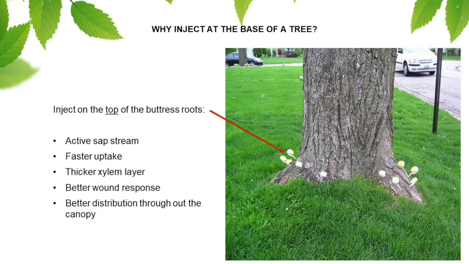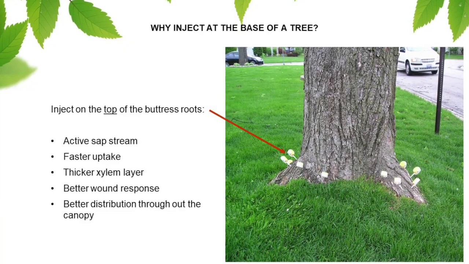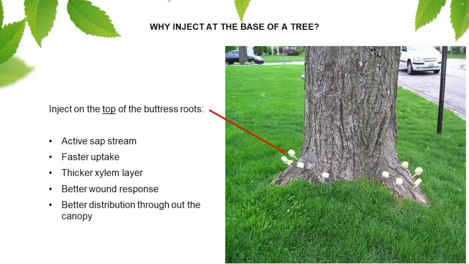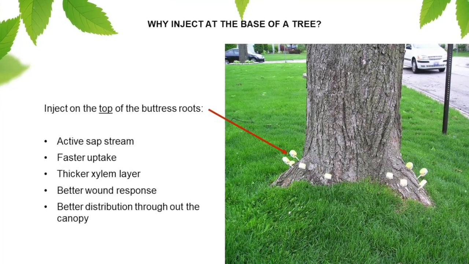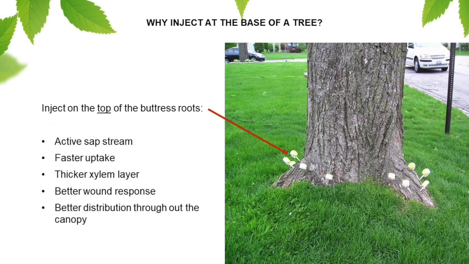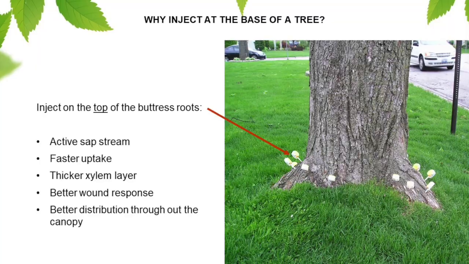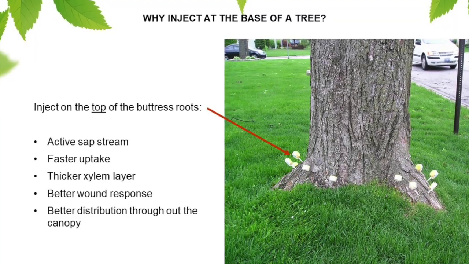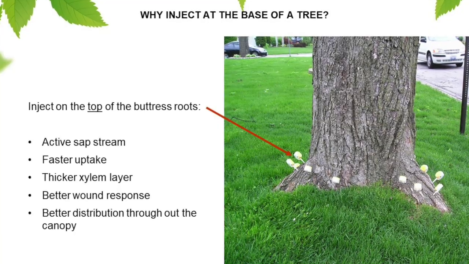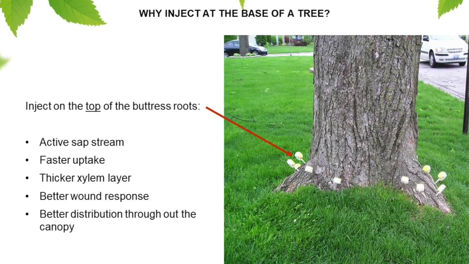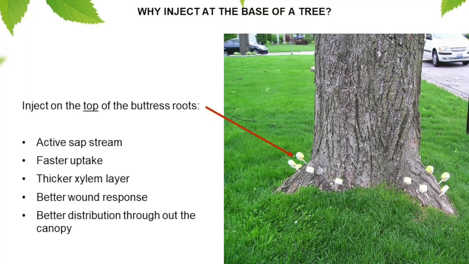Why inject at the base of a tree? Inject at the top or sides of the buttress roots. Correct placement of the capsules has several benefits. An active sap stream will result in faster chemical uptake. There is a thicker xylem layer that will provide a thicker target area for the injection site. Better, faster wound response. Better distribution of chemicals throughout the entire tree canopy.